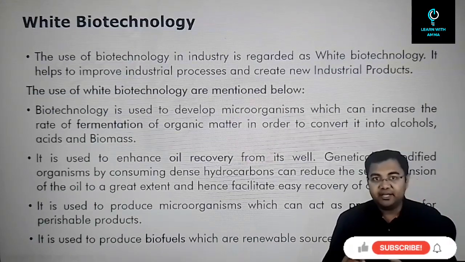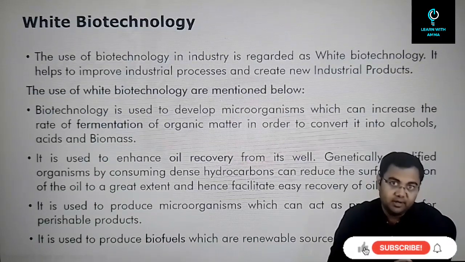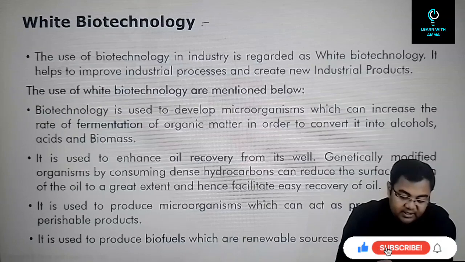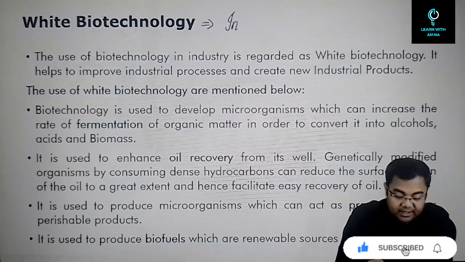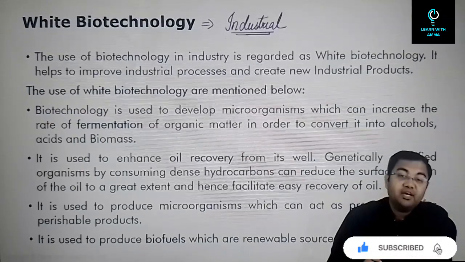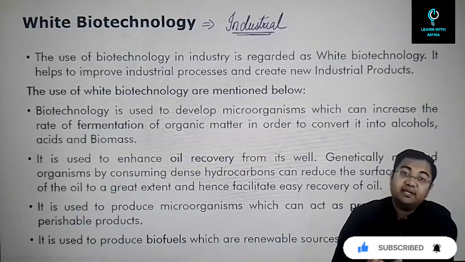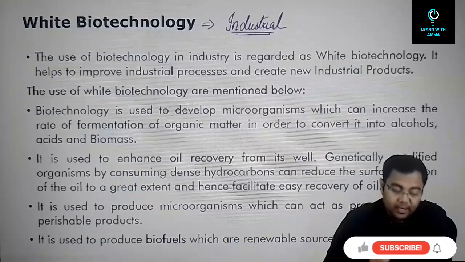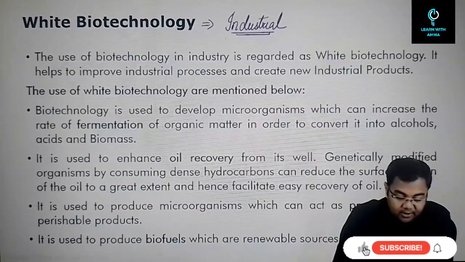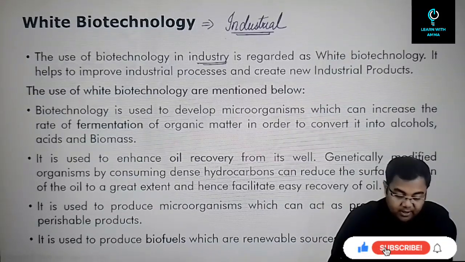Moving on to the next application area, which is white biotechnology. Now, white biotechnology is related to industrial applications. So whenever we are making use of biotechnology in the industries, we call it white biotechnology. The use of biotechnology in industry is regarded as white biotechnology.